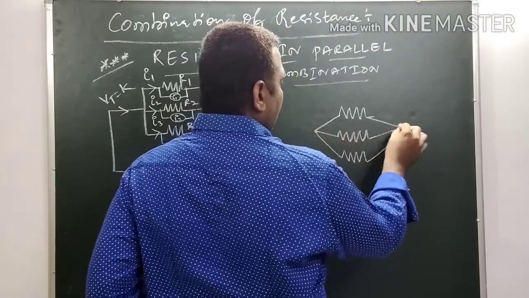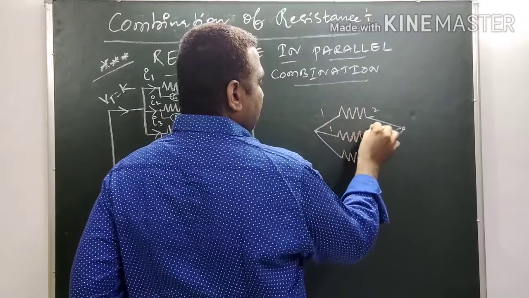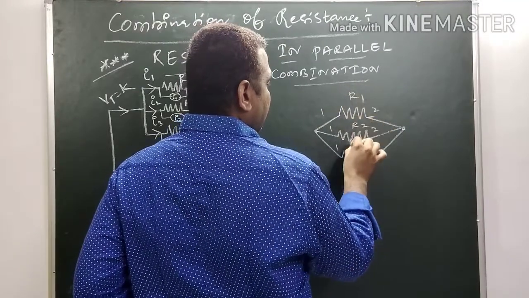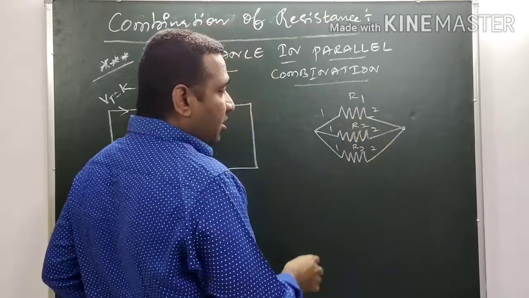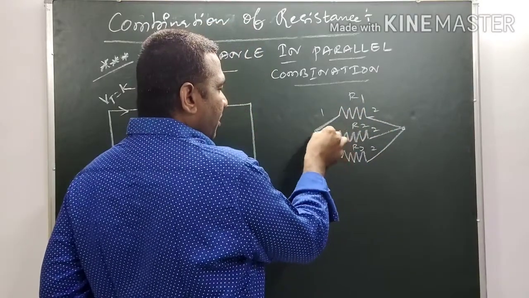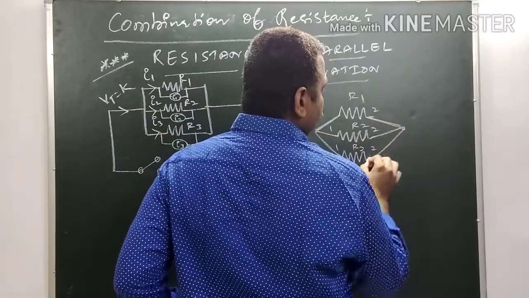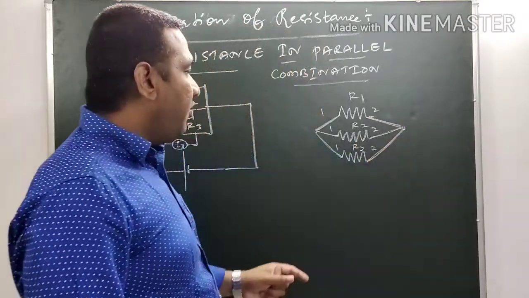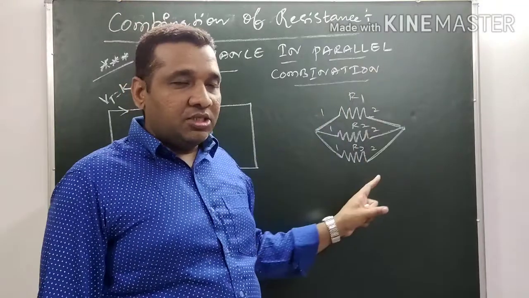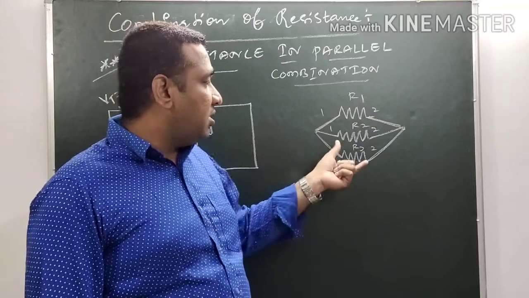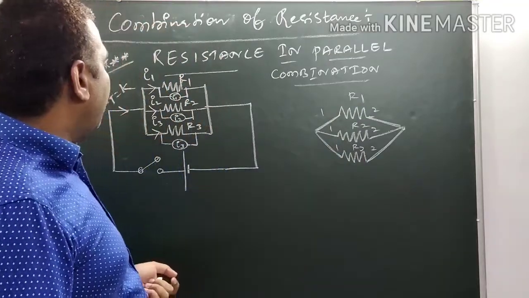So here all the first and second terminals of the three resistors R1, R2 and R3 are connected to one point. All the one terminals are connected to one point, and all the two terminals are connected to another. If the resistors are connected in such a way, then we will say that they are in parallel combination. So this is the explanation regarding the parallel combination.